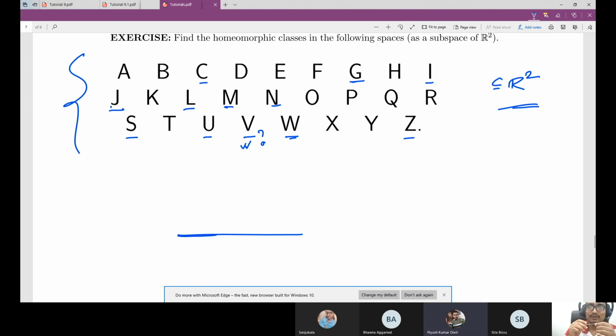No, when O is formed, it will not be the same, because we have to identify the endpoints. Okay, yes, this is O now. Actually, look here: if you delete one point from O, it will still be connected. But if you delete one point from I, then it will be disconnected. It will have two connected components. Therefore, O and I are not homeomorphic, right?